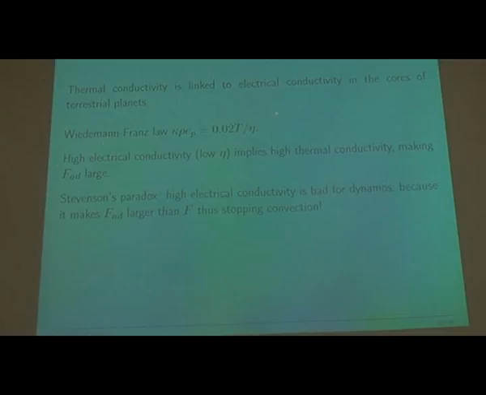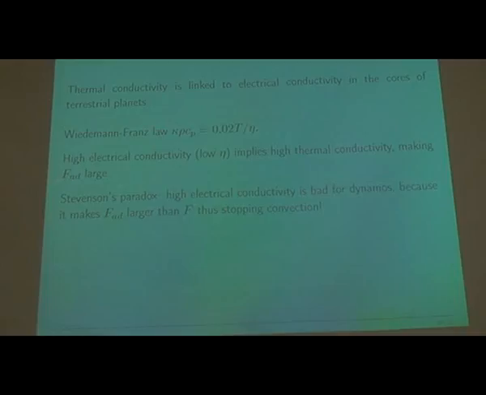And you've got this formula here. It does depend on the temperature. So what this formula tells us is that the smaller eta is, i.e. the better the electrical conductivity, then the larger the thermal conductivity is.